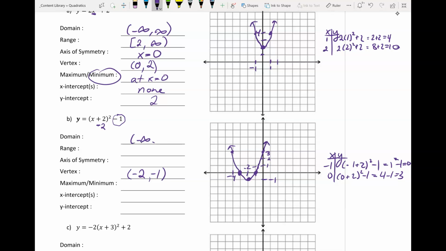Your domain stays the same. Your range in this case is -1, that's our lowest y value, to infinity. Your axis of symmetry is always the x value of your vertex, which is -2. In this case, we have a minimum. It occurs at x equals -2. Your x-intercepts, we have them on this graph, are at -1 and -3. And your y-intercept is at 3.